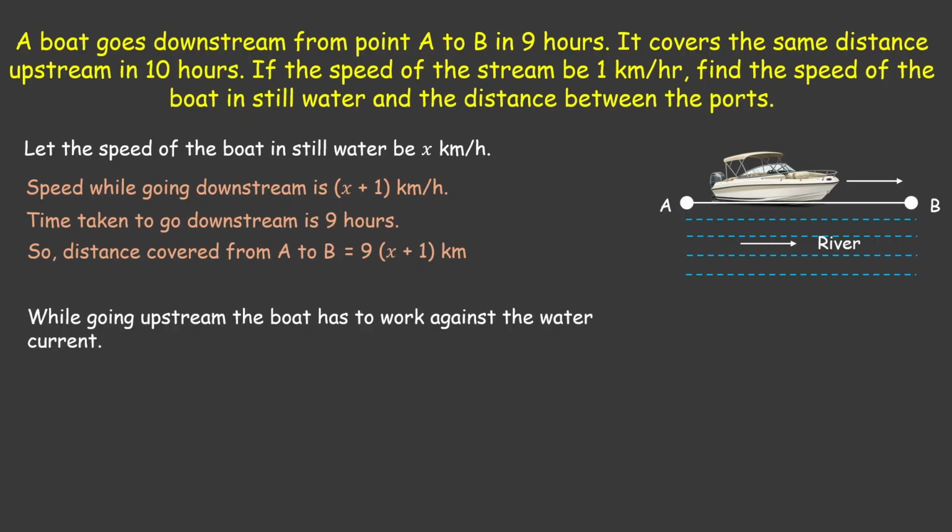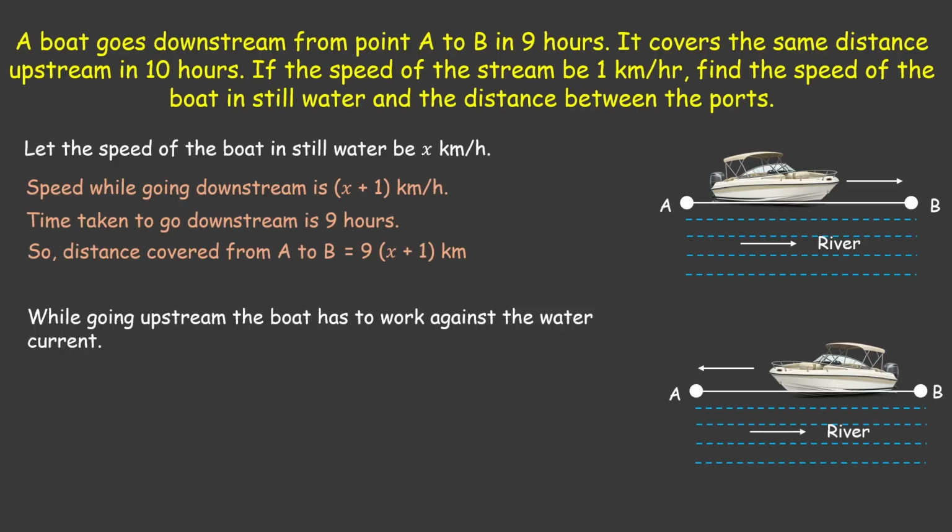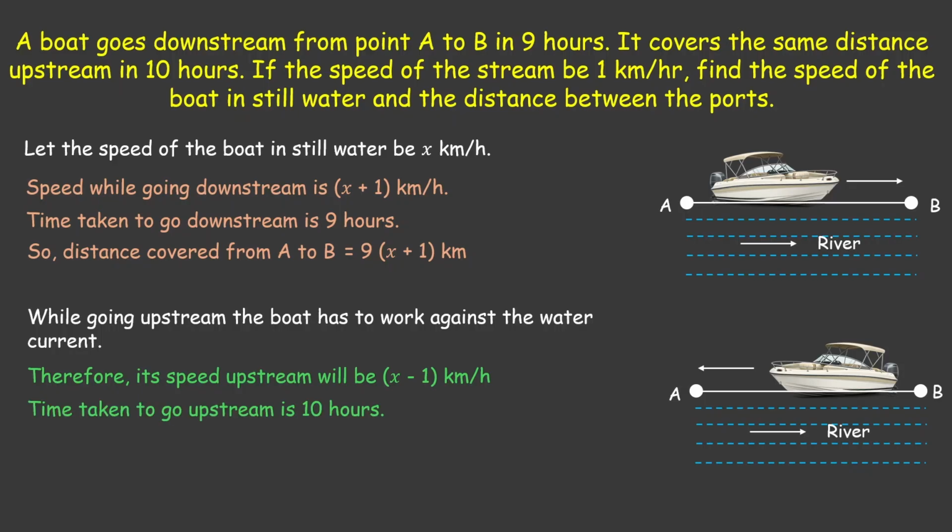Now let's consider what is the speed when the boat is going upstream. While going upstream, the boat has to work against the water current. So if the river is flowing in this direction, the boat is moving in the opposite direction. Over here, the speed of the boat, which is definitely going to be more than the speed of the water, is x. And the speed of the water in the river is given as 1 kilometer per hour. So here the speed becomes x minus 1 kilometer per hour. The time taken to go upstream is 10 hours. So distance covered from B to A is 10 into x minus 1.